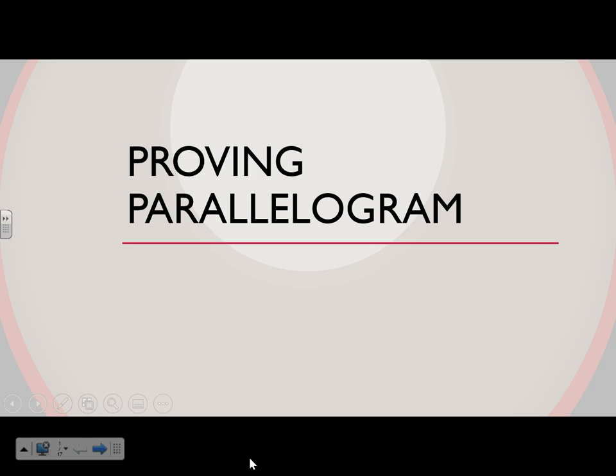So this lesson is over proving parallelograms, and it's the exact opposite of what we did earlier. Earlier I told you this is a parallelogram, so solve for x, and now I'm going to tell the opposite. How would you prove that these are parallelograms, or how would you know it's a parallelogram?